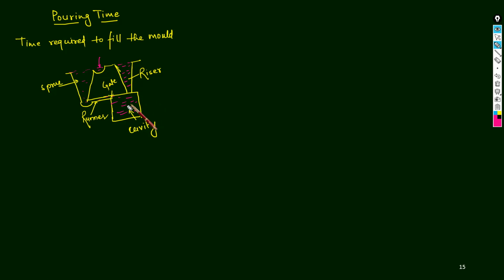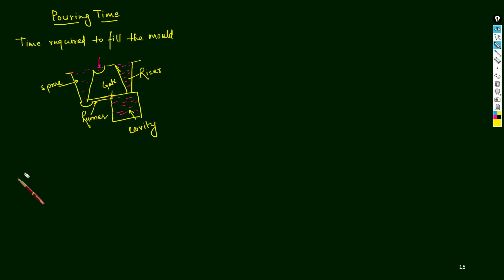So the time required to fill the mold cavity along with a sprue, riser, pouring basin, everything, it should be completely filled, no space should be empty. Then that total time is known as pouring time. But here we will be calculating the time required to fill this cavity. Clear? Okay, and these also can be calculated, there is no problem in it. We will do that. First we will calculate the time required to fill the cavity.